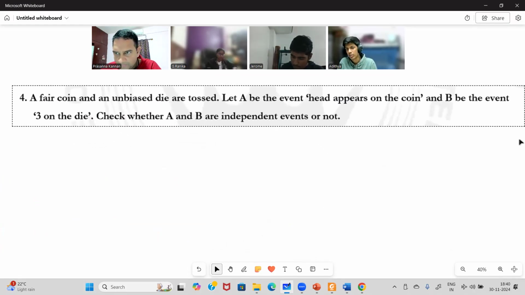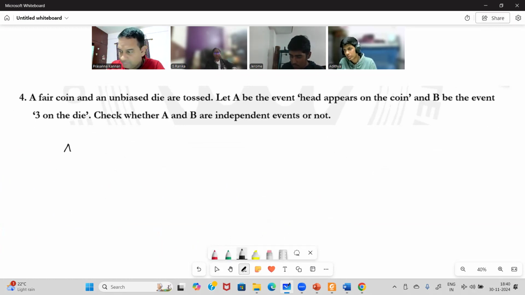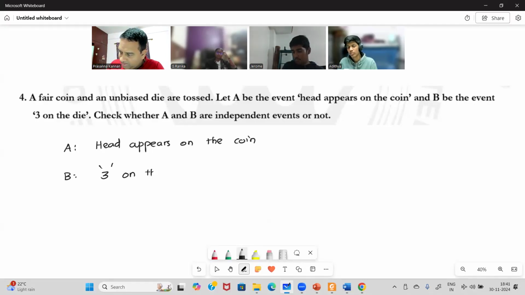Yes, Ranika, can you unmute and tell me what are these two events? What is event A? Event A is head appears on the coin. Okay, what is event B? 3 on the die. Logically tell me, Ranika, without solving anything, can you say whether these two events are dependent or independent? They are independent. Independent, correct?